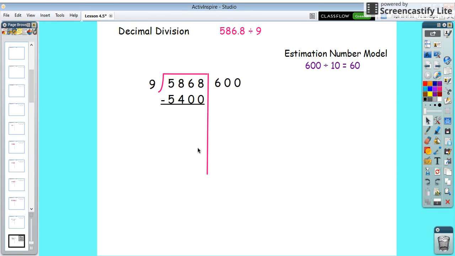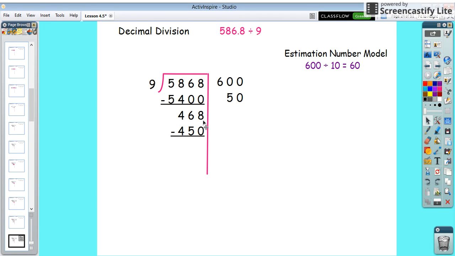And now we are going to subtract. 8 minus 0 is 0. 6 minus 0 is 6. 8 minus 4 is 4. So we come up with 468. Now we're going to divide again. How many times does 9 go into 4? It doesn't. So I'm going to uncover the number in the tens place. How many times does 9 go into 46? 9 goes into 46 5 times, but I have 1 digit covered up, so I'm going to say it goes in 50 times, because it's like asking how many times does 9 go into 460? Well, 50 times.